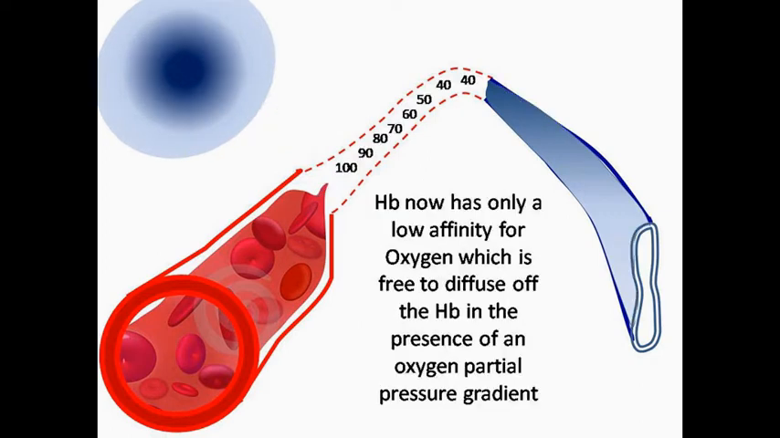Hemoglobin now has only a low affinity for oxygen, which is free to diffuse off the hemoglobin in the presence of an appropriate oxygen partial pressure gradient. This change in one subunit decreases the affinity of oxygen in a neighbouring subunit, and so an oxygen molecule is released into the blood, where it is now in solution and it is free to diffuse down any oxygen partial pressure gradient that exists, which of course takes it towards actively metabolic cells, which are those in fact that have the greatest need for the oxygen.